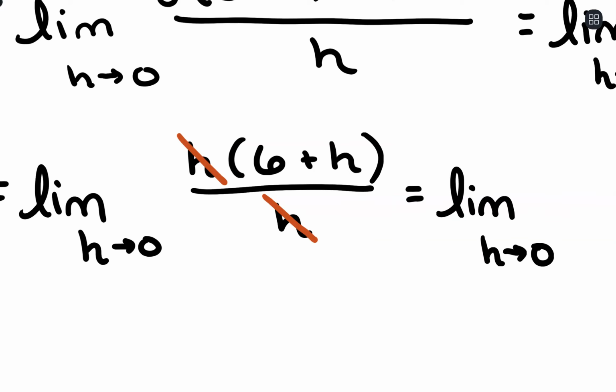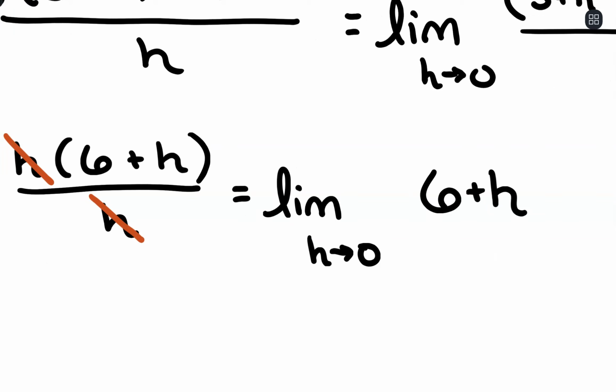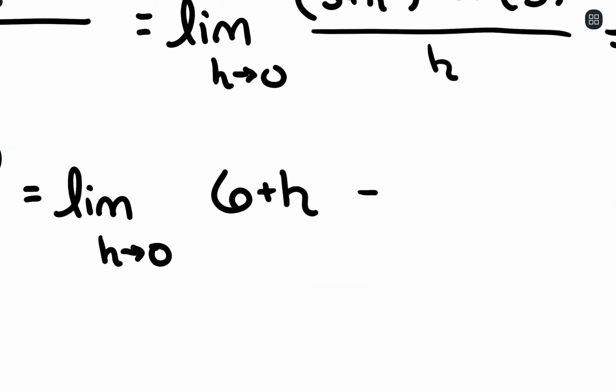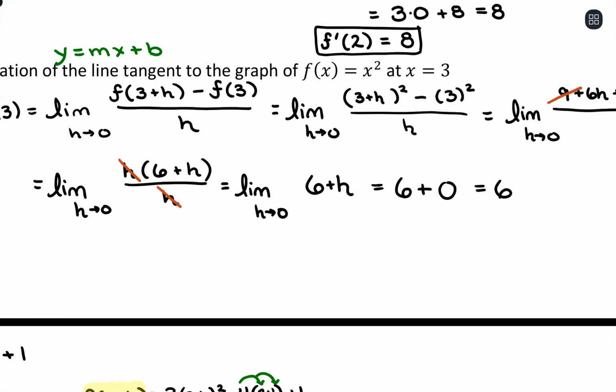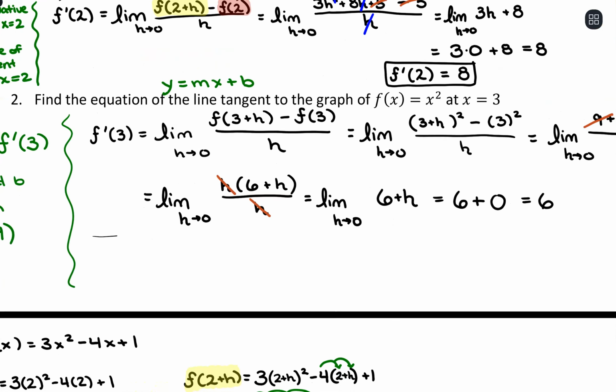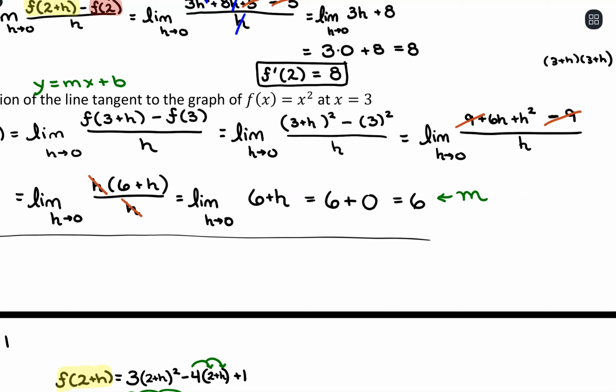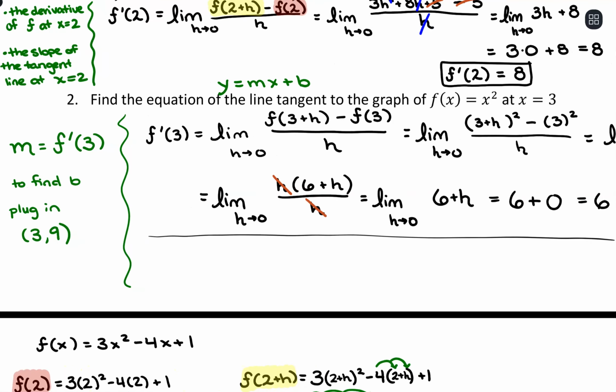And so we're evaluating this limit as h approaches 0 of 6 plus h. And now we're at a point that we can plug in h equals 0. So now we're going to take out that limit notation. We're going to have 6 plus 0, which is 6. So let's separate that out because all of this was to find m. This is the slope of our line. So we just found the m portion of our function.